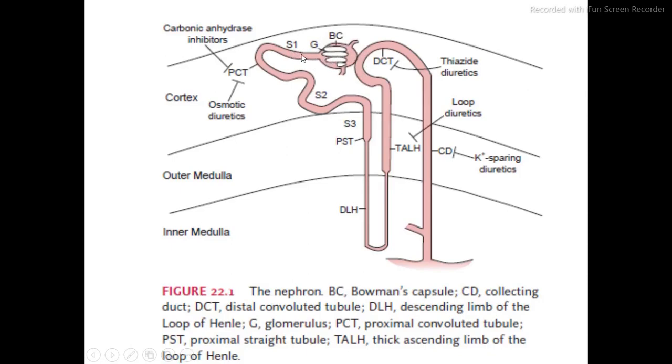Whatever glomerular filtrate is formed then passes through the various components of the nephron like the PCT, DLH, TLH, DCT, and CD. Approximately 20% of the blood enters the glomerulus and is filtered into the Bowman's capsule to form the glomerular filtrate, and that filtrate has a molecular weight less than albumin.